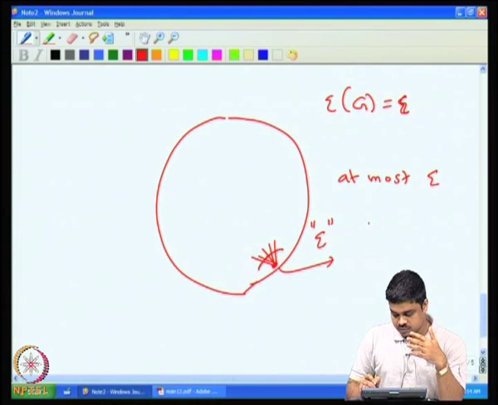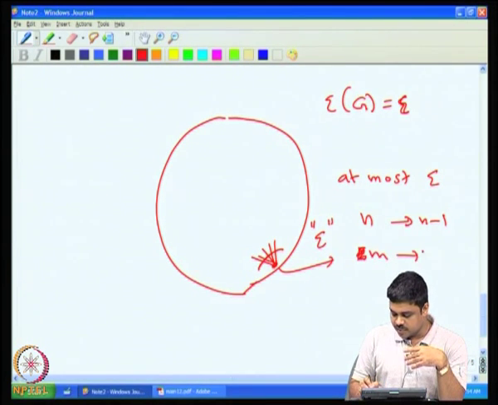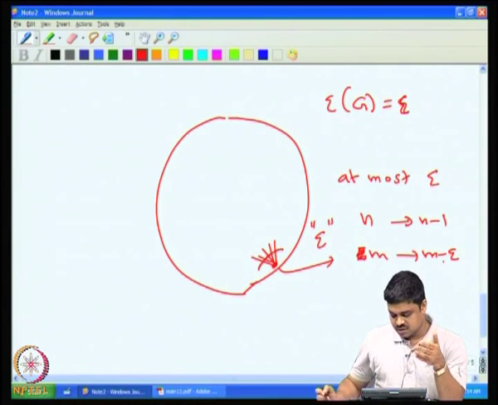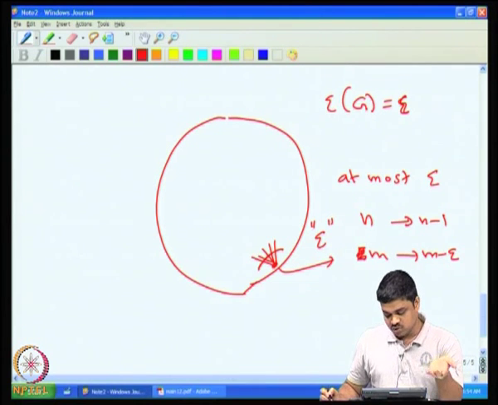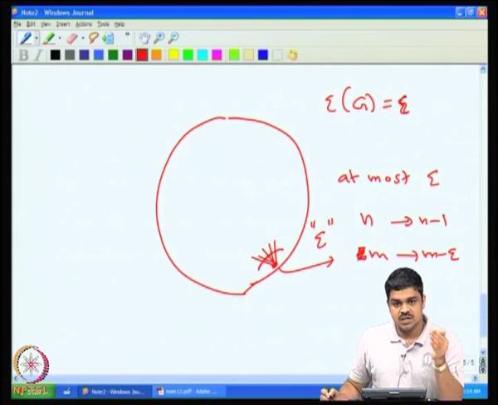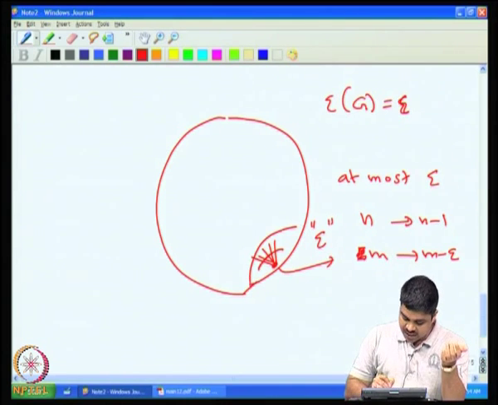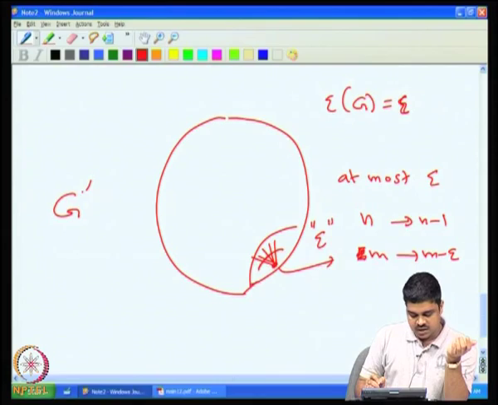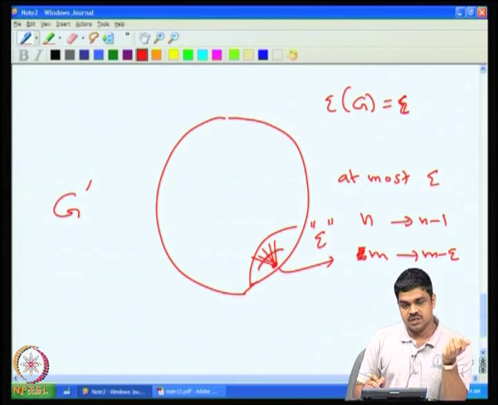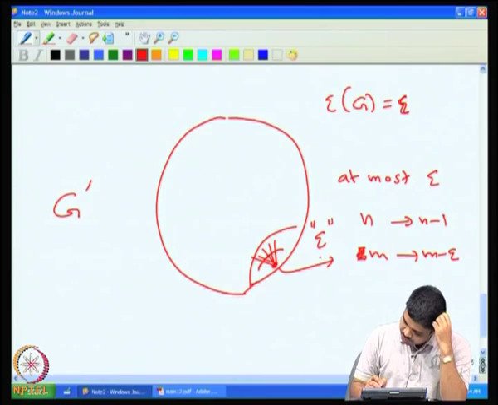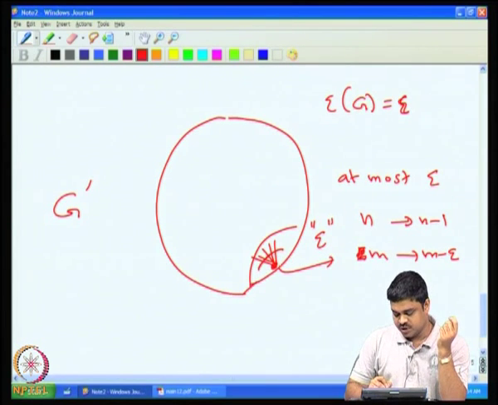So, one vertex is gone. That means, if initially n vertices were there, now it has become n minus 1 vertices. If the number of edges was m initially, it has become m minus epsilon in the worst case. It may be a little more sometimes. So, with the reduction of one vertex, a reduction of at most epsilon edges, the epsilon of the resulting graph, say G dash, is not reduced; it is greater than or equal to epsilon only, isn't it? On the other hand, I have thrown away a vertex of low degree, whose degree was at most epsilon.